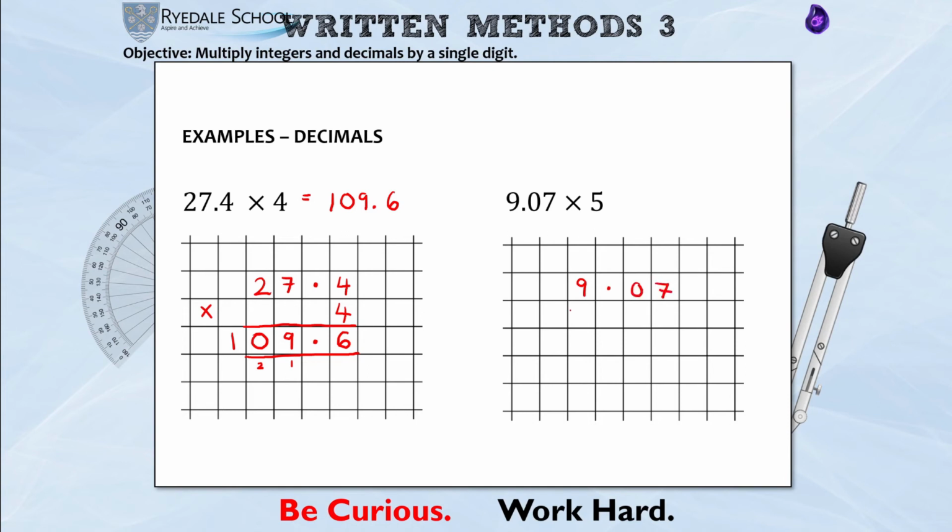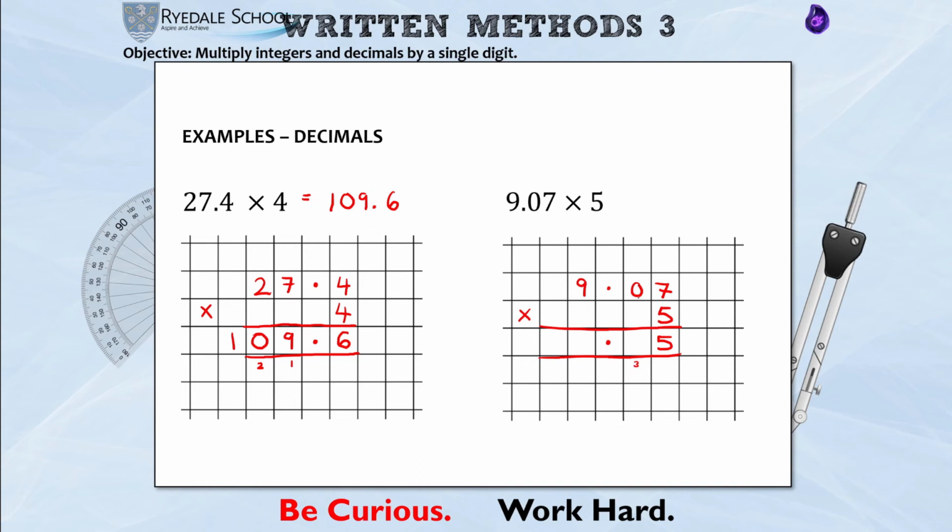Let's keep going. My next one is 9.07, and we are multiplying this one by 5. Line up your decimal points. Okay, so we have got smallest column first, 7 times 5, 35.